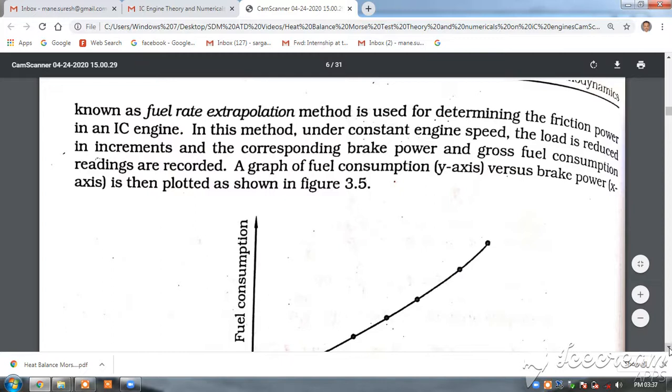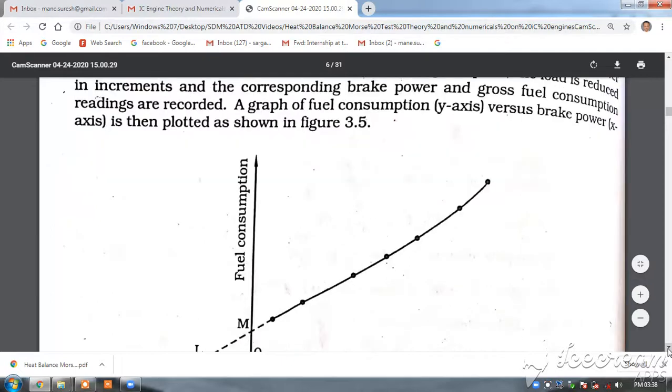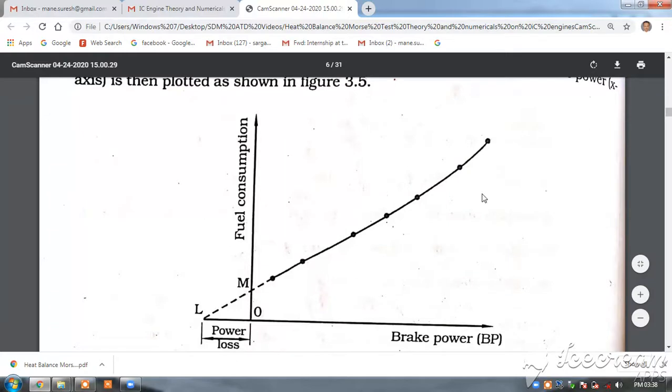The load is reduced in increments and the corresponding brake power and the gross fuel consumption readings are recorded. A graph of the fuel consumption on the y-axis versus the brake power on the x-axis is then plotted. Now you can see here, this is the Willans line method, this is the brake power, and this is the fuel consumption. So these are the points 1, 2, 3, 4, 5, 6. Suppose we started at 100% rated power, then 80%, 70%, 60%, 50. So we will draw this, and then we will get the graph like this.